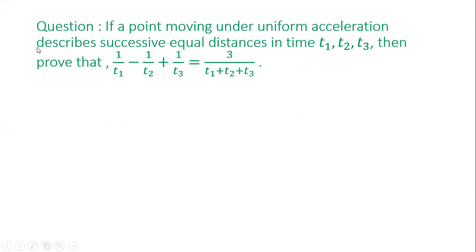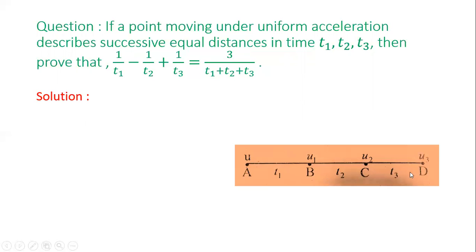Well, now we discuss another problem, which is: if a point moving under uniform acceleration describes successive equal distances in time t1, t2, t3, then prove that 1 by t1 minus 1 by t2 plus 1 by t3 equal to 3 by t1 plus t2 plus t3. Solution. At first, we draw the figure.